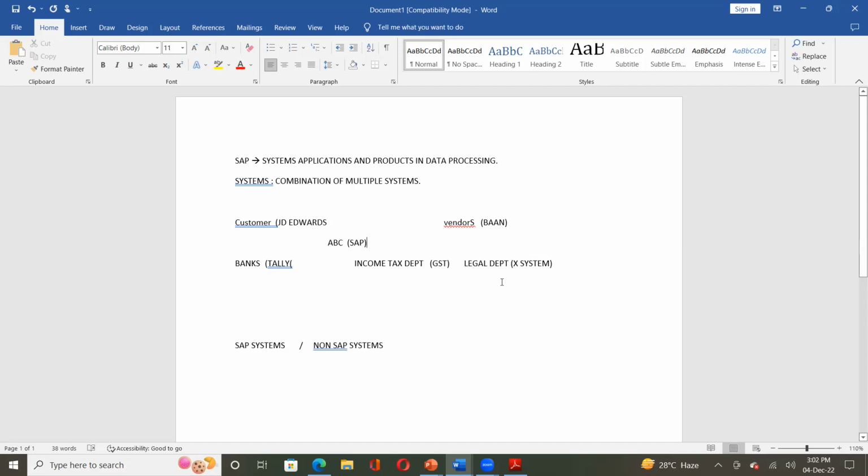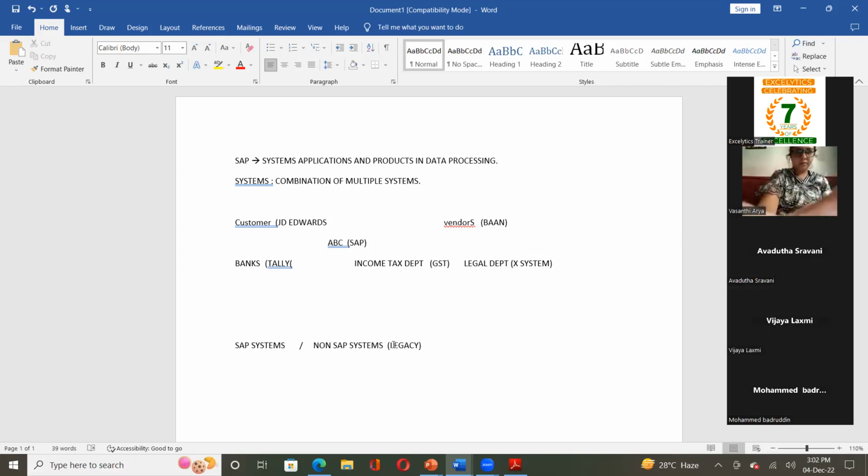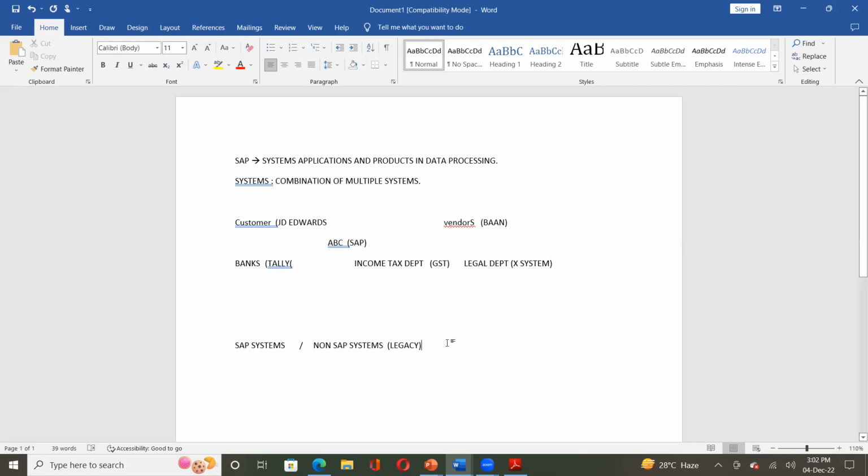These are the different things we are going to do with the different departments, but we are doing the transactions in SAP. So SAP is able to communicate with SAP systems as well as non-SAP systems. Normally we call these legacy systems. In general, legacy is nothing but older systems, older versions. But in SAP terms, SAP can communicate with SAP systems and legacy systems, non-SAP systems. Clear?